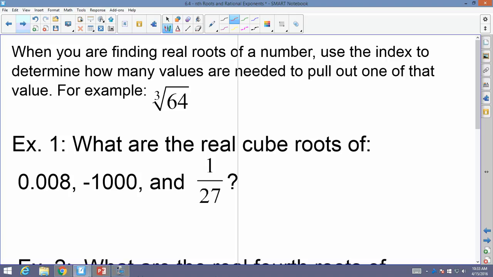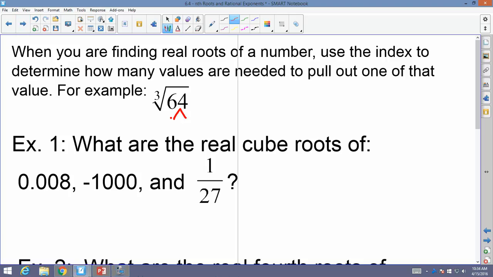Okay, so let's move on. When you are finding real roots of a number, you use the index to determine how many values are needed to pull out one of that value. So for example, I want the cube root of 64. So that means that I want 3 of the same number to pull that out. And that is going to be 4. But let me explain to you how and why that works so you don't have any problems later.